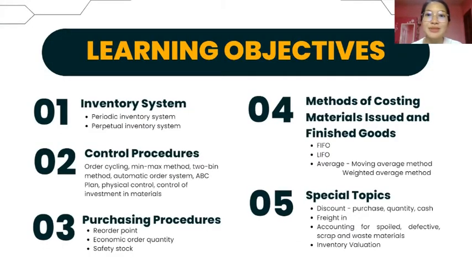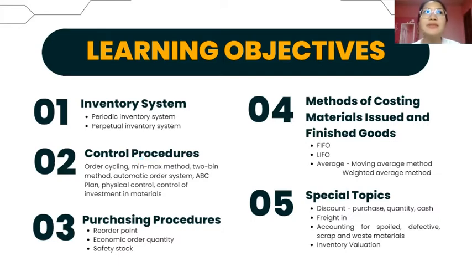Okay, so just to show you the big picture. First, we are going to discuss the two types of inventory system, periodic and perpetual, which I believe you have discussed last sem. So, this is just a review. Second, we are going to talk about the control procedures for materials.